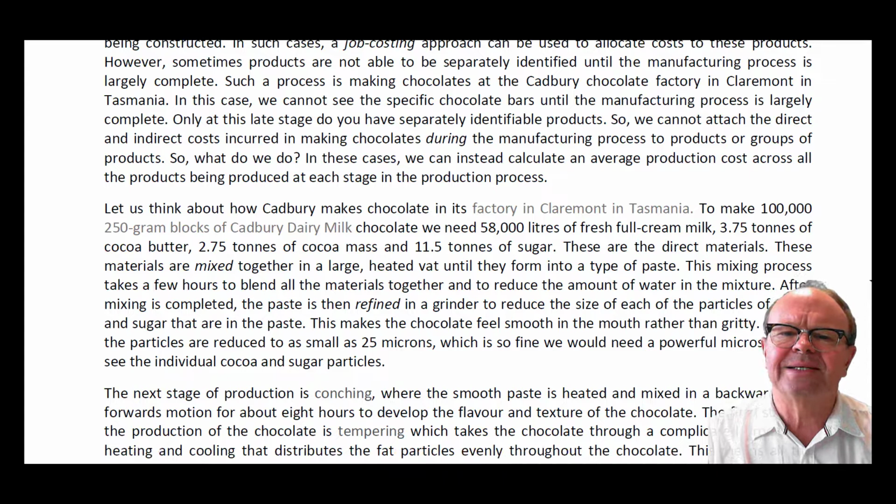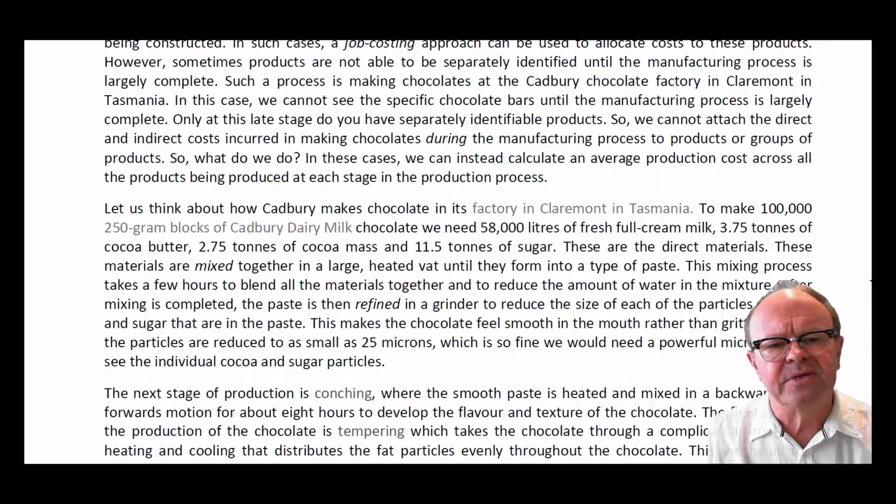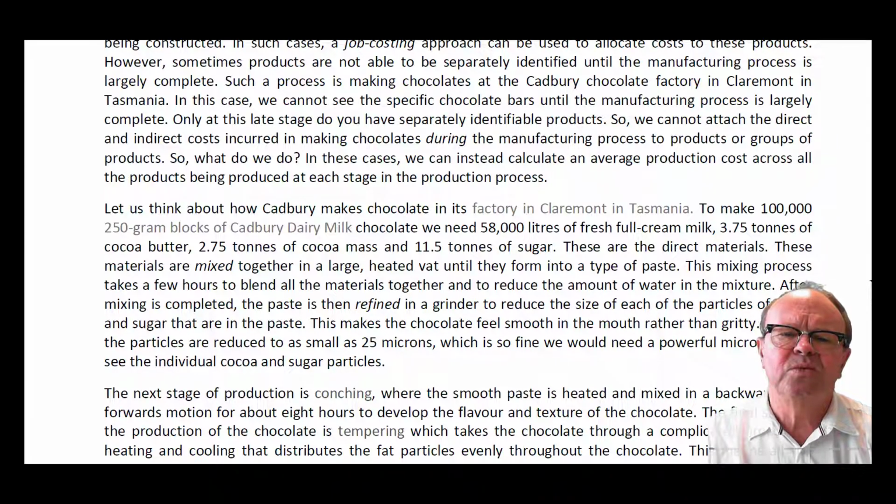However, sometimes products are not able to be separately identified until the manufacturing process is largely complete. Such a process is making chocolates at the Cadbury chocolate factory in Claremont in Tasmania. In this case, we cannot see the specific chocolate bars until the manufacturing process is largely complete. Only at this late stage do you have separately identifiable products. So we cannot attach the direct and indirect costs incurred in making chocolates during the manufacturing process to products or groups of products. So what do we do?